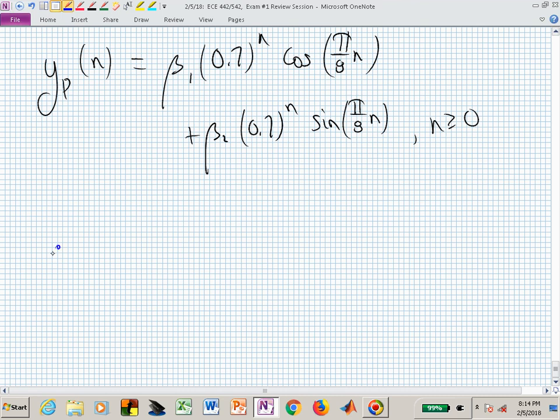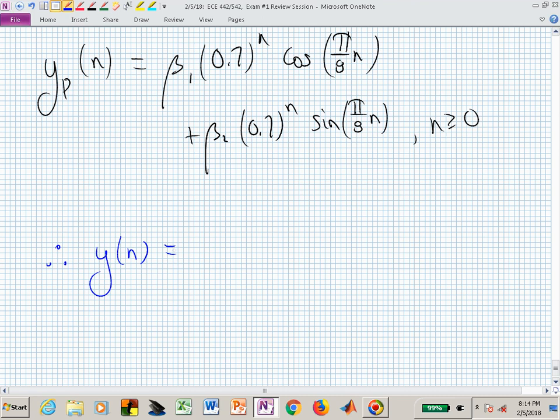You now know what your total structure is going to be. It's the combination of your homogeneous and particular. And I'm not asking you to find these alphas and betas. I just want the structure. But you need to give me the 0.7, the pi over 8, the 0.5, and the 0.9. I could care less about the alphas and the betas. Is that clear when I say the structure?